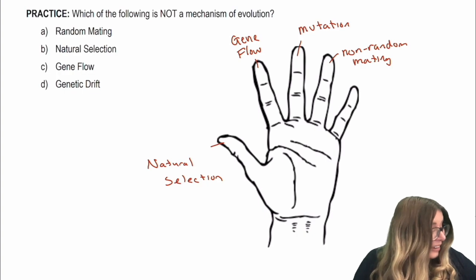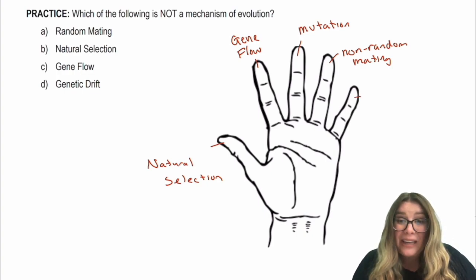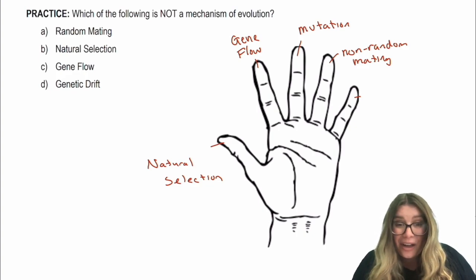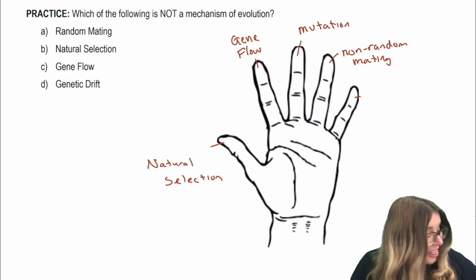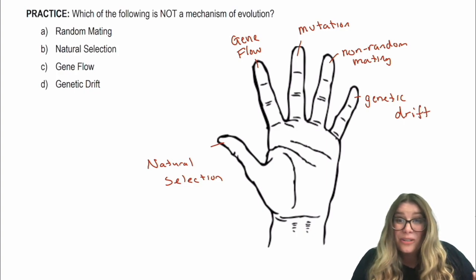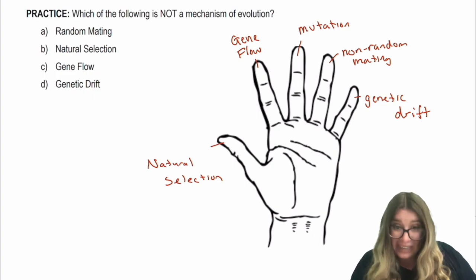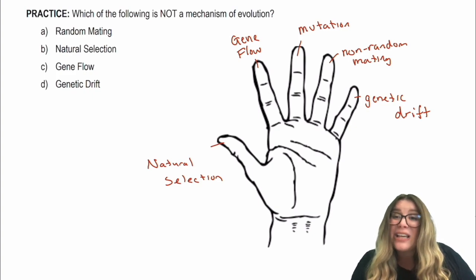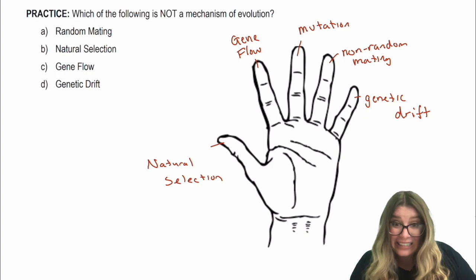And our final finger of evolution, the pinky, the smallest, the one that is opposite from our thumb, opposite causes of natural selection, that is going to be genetic drift. So remembering those 5 fingers of evolution, we should now be able to answer this question. It says, which of the following is not a mechanism of evolution? So not one of our 5 fingers.